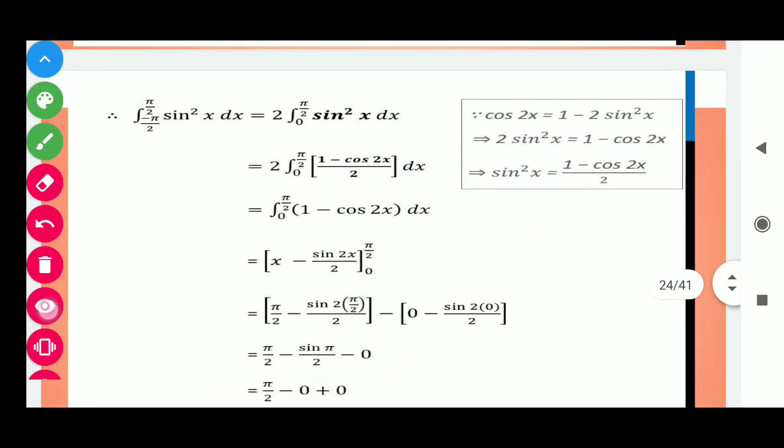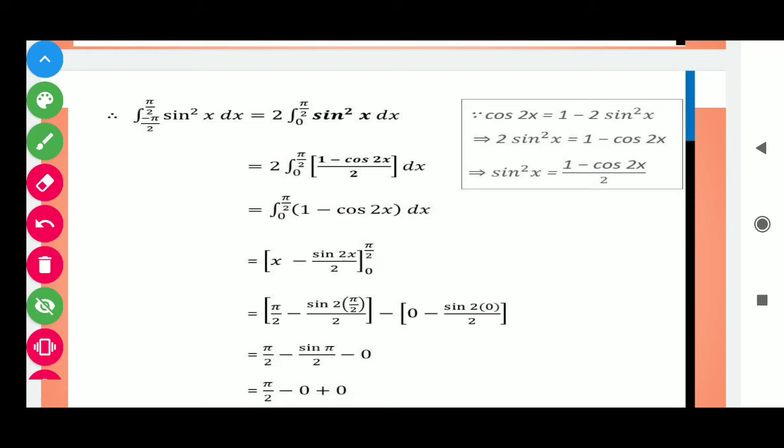So we split the limit -90 to 90 as 0 to 90 and multiply with 2. Now let's start the integration of sin square x. First convert sin square x by using the formula into 1 minus cos 2x over 2. Now do its integration. Integration of 1 is x and integration of cos 2x is sin 2x over 2. Now put the upper limit first minus then put the lower limit.